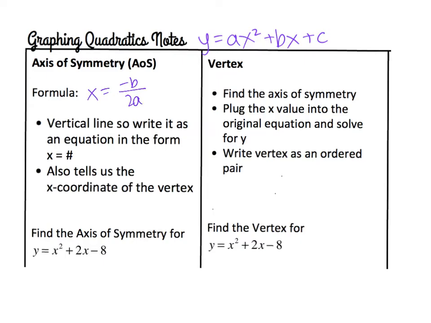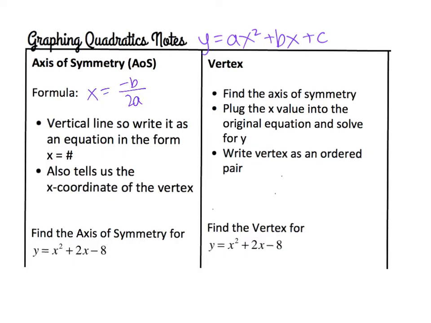This axis of symmetry is a vertical line, so we need to write the axis of symmetry as an equation in the form of x equals a number, which is the form for a vertical line. The axis of symmetry also tells us the x-coordinate of the vertex, since the axis of symmetry goes right through that vertex.